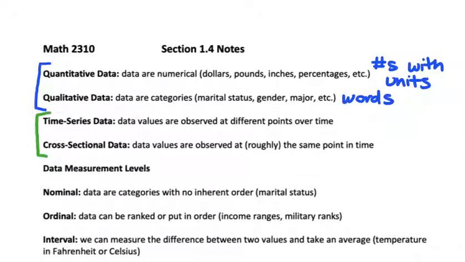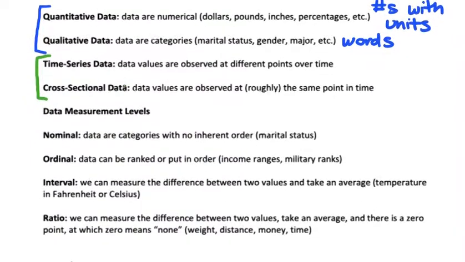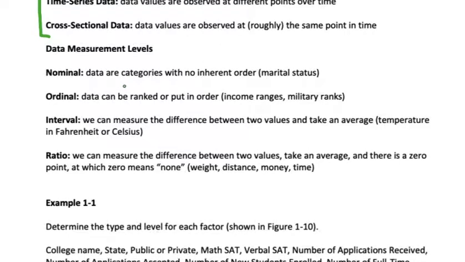Next, we have data measurement levels. There are 4 of them: nominal, ordinal, interval, and ratio. Nominal data are data in categories with no inherent order. So marital status is an example of this because single, married, divorced, none of those is inherently higher or lower than the other. They're all just categories.